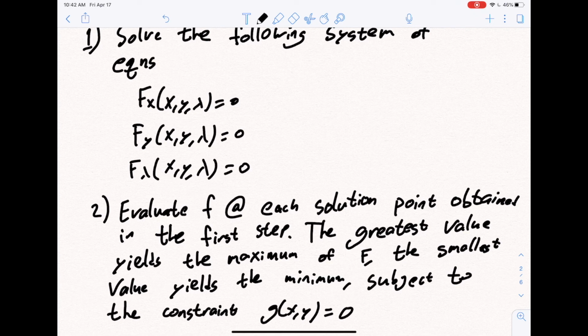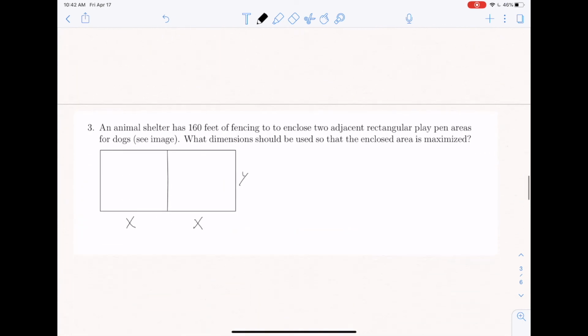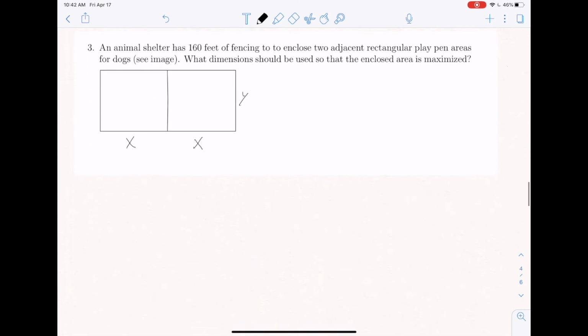So that may sound like a lot, but it's very similar to something we did earlier in the semester, optimization problems. In fact, let's take a look at one of the optimization problems we did on our most recent exam and see how Lagrange multipliers can help us solve it. So here we have an animal shelter has 160 feet of fencing to enclose 2 adjacent rectangular playpen areas for dogs. See the image below. What dimension should be used so that the enclosed area is maximized?